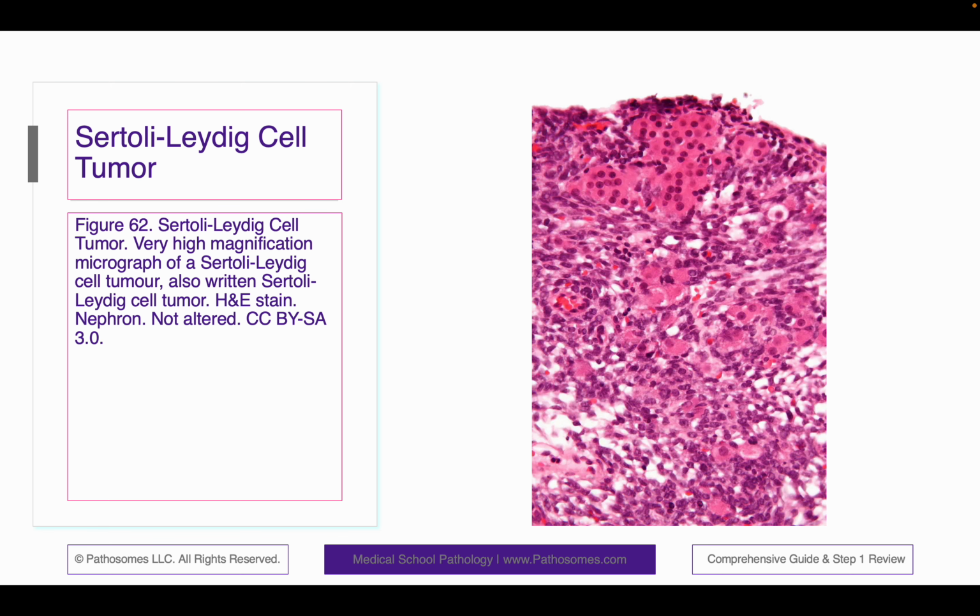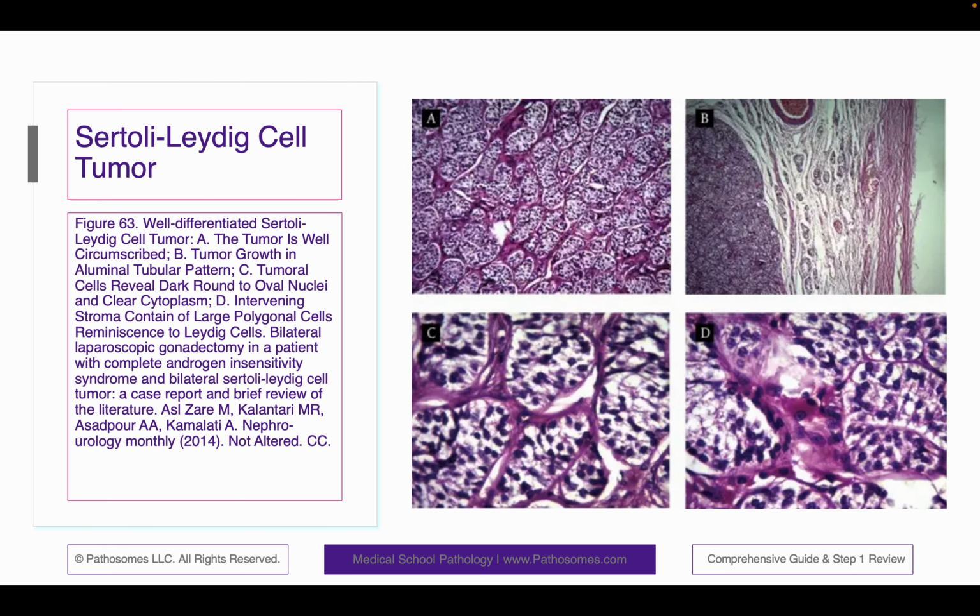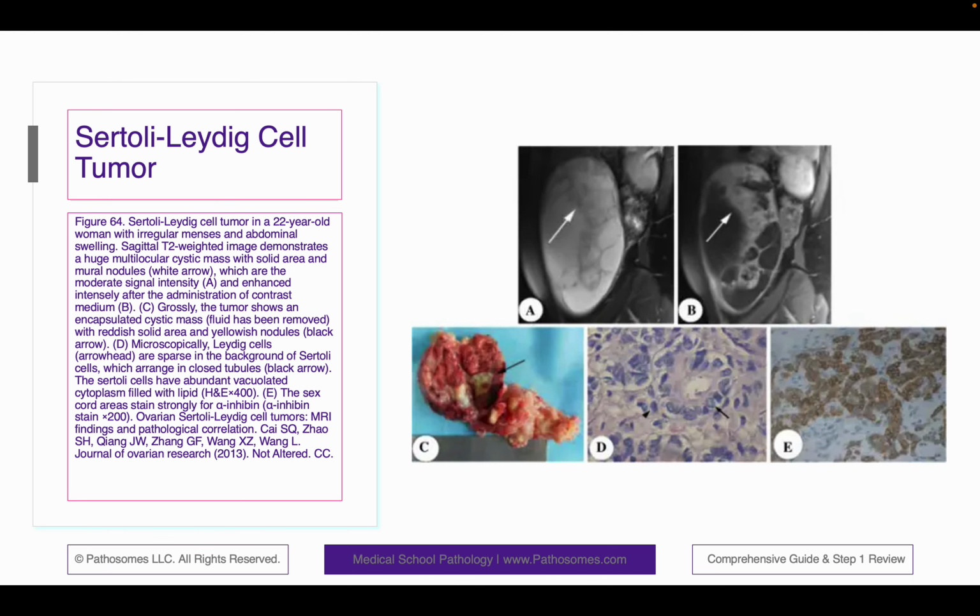And here we have a Sertoli Leydig cell tumor. And here we have a well-differentiated Sertoli Leydig cell tumor. Particularly in A, the tumor is well circumscribed. In B, it's growing in somewhat of a tubular pattern. In C, you can see the dark round to oval nuclei and clear cytoplasm on that high power magnification. And D is guiding your eyes to the intervening stroma containing large polygonal cells, reminiscent of the Leydig cells. And this is a Sertoli Leydig cell tumor.